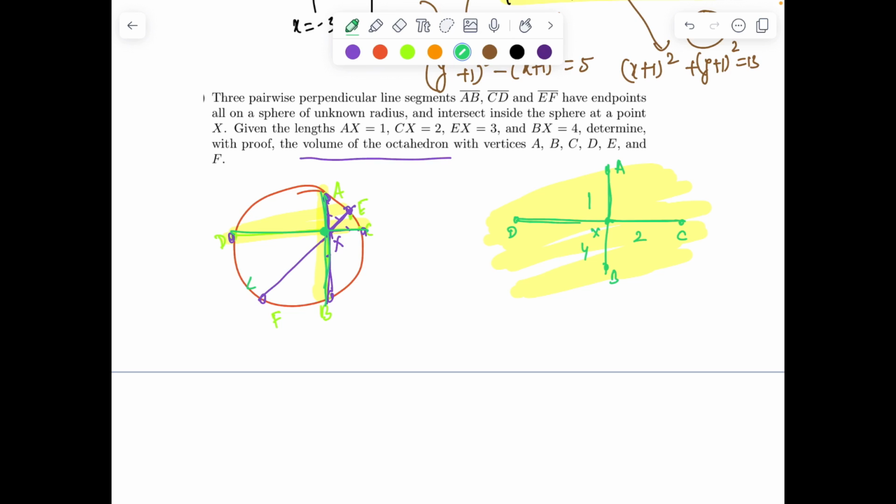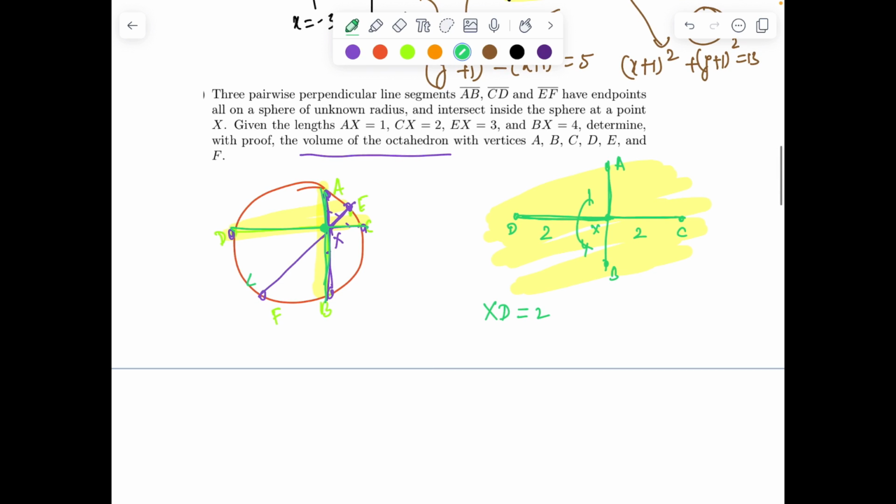Bx is 4, so that I can easily calculate DX length. So it's 1 into 4 is 2 into x, so that's going to be 2, right? So XD length is 2. Since AB and CD are perpendicular, the area of ABCD is half into AB into CD.